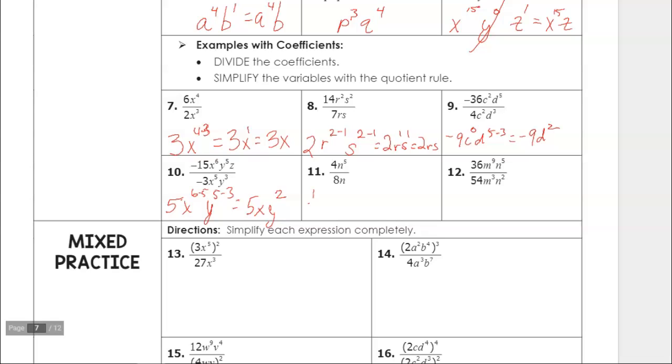Here, 4 divided by 8 simplifies to 1/2. And we have n to the 5th minus 1, so it is just simply n to the 4th. You don't need to put the 1. And then it's divided by 2.